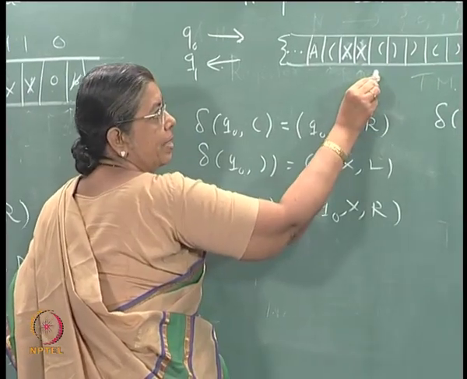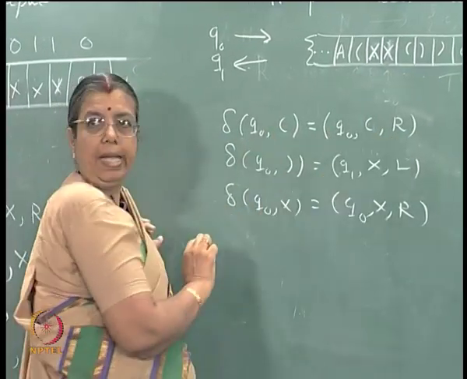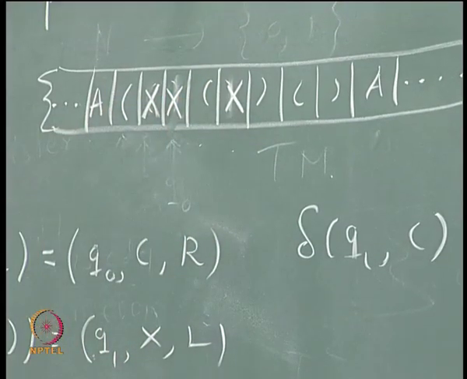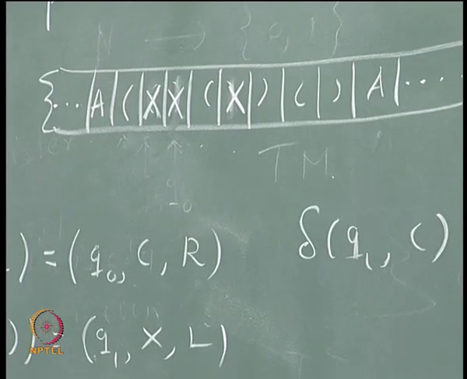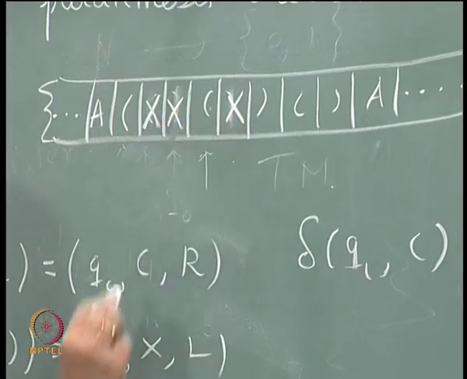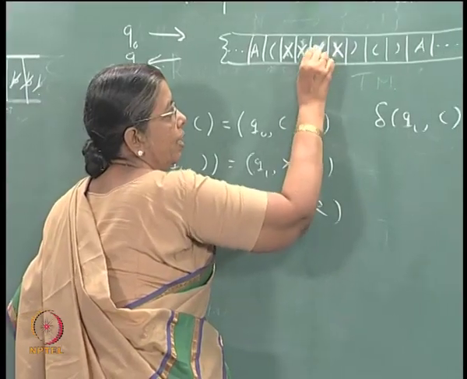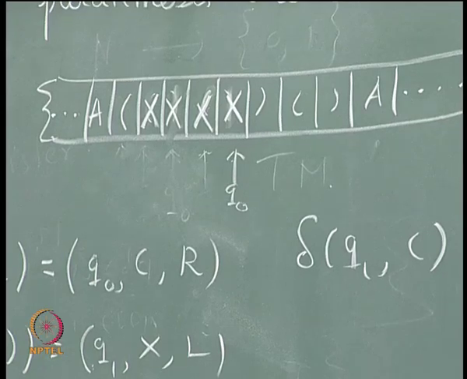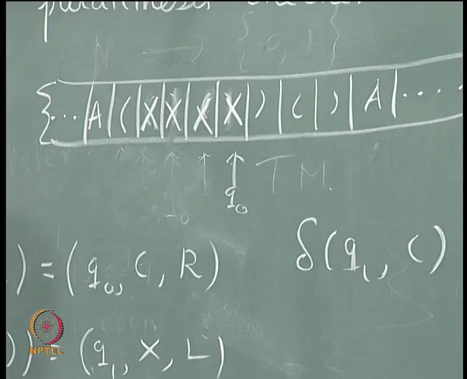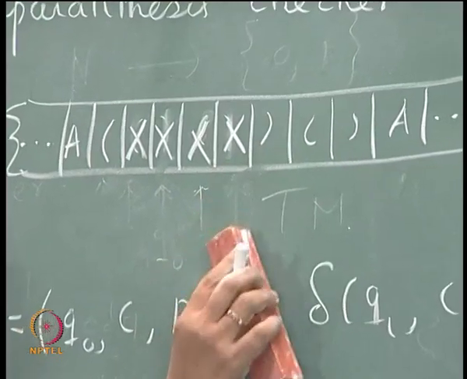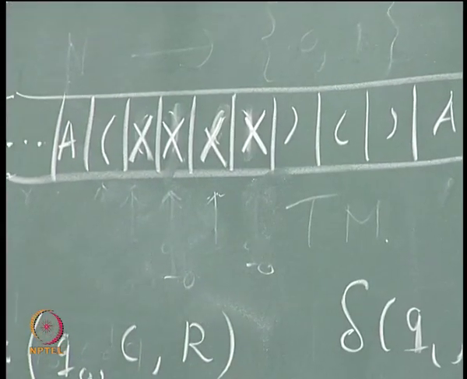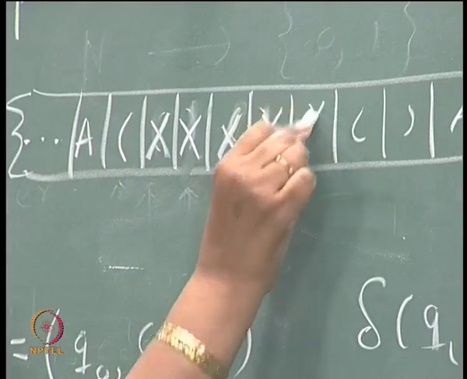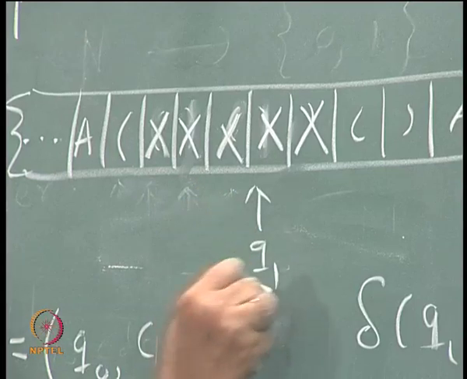It moves right, and over this left parenthesis also it moves right, and here it will change this into a x and start moving left. Now, in q1 it will encounter this left parenthesis. So, it will change that into a x and move right in q naught. In q naught it moves right, and when it comes here and sees a right parenthesis, it changes that into x and moves in q1.